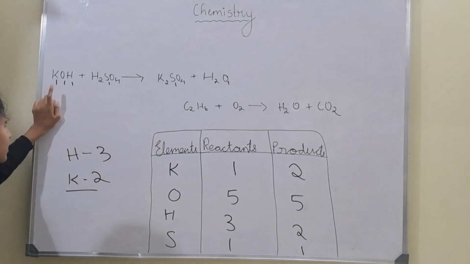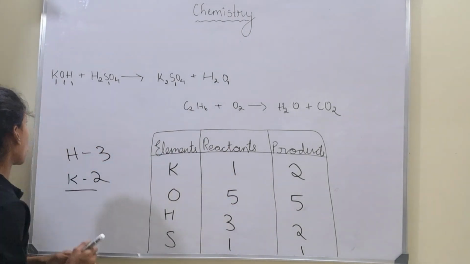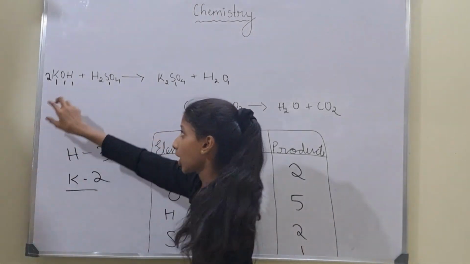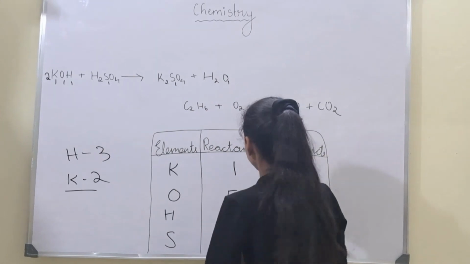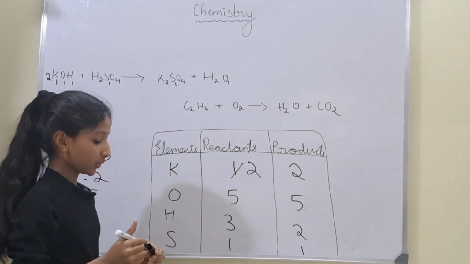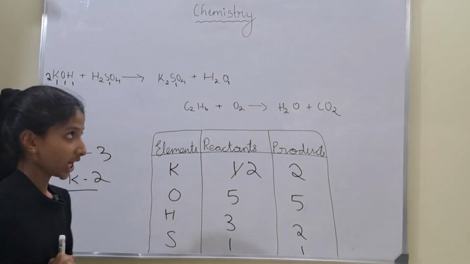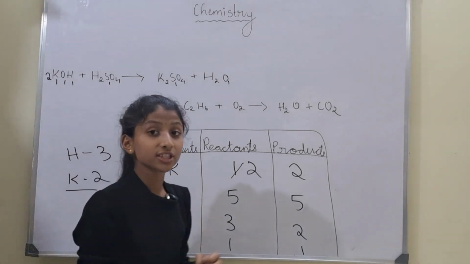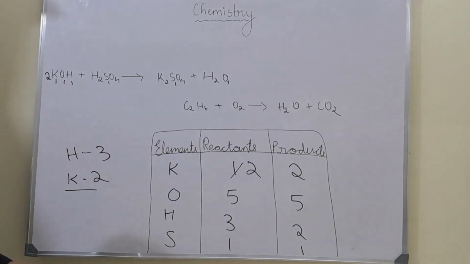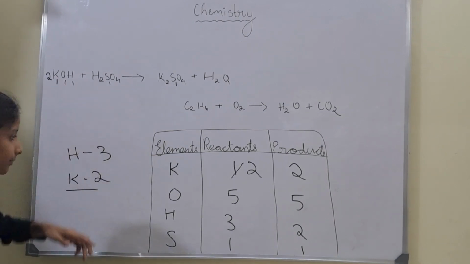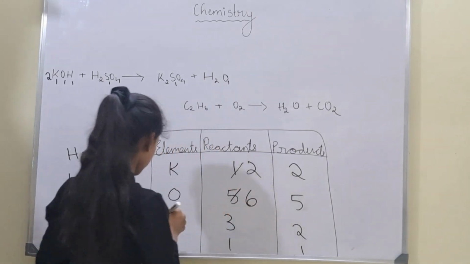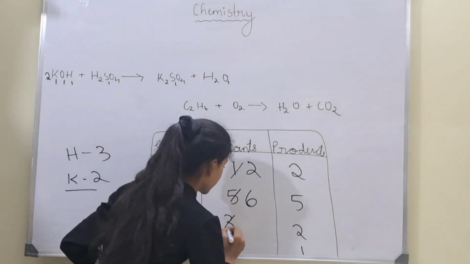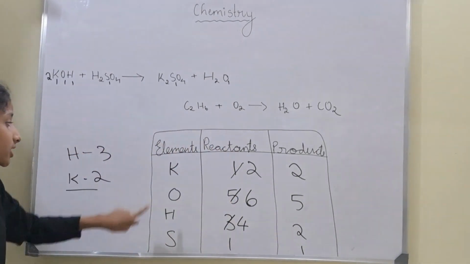I have to change this 1 into 2. So, I will put 2 in front of it. 2 into 1 gives us 2. But will it multiply only potassium? No. It will multiply oxygen and hydrogen as well, as it is in front of potassium, oxygen and hydrogen. 2 into 1 is 2. 2 plus 4, this will become 6. And for hydrogen, 2 into 1 is 2. 2 plus 2, it will become 4. Now we have balanced potassium.